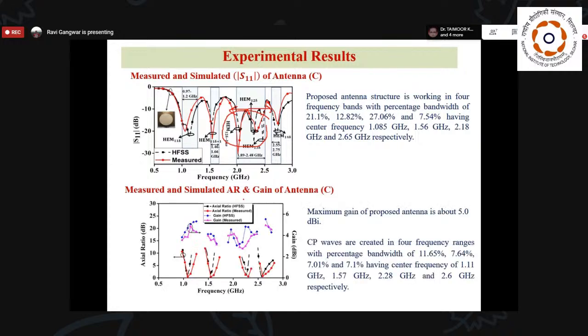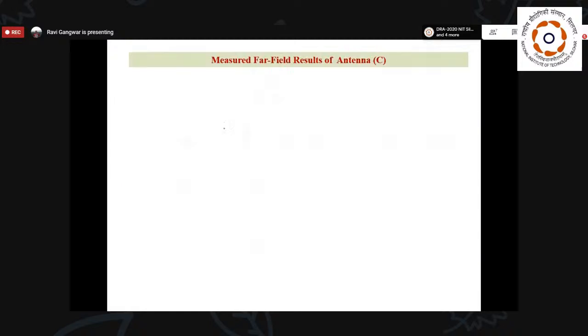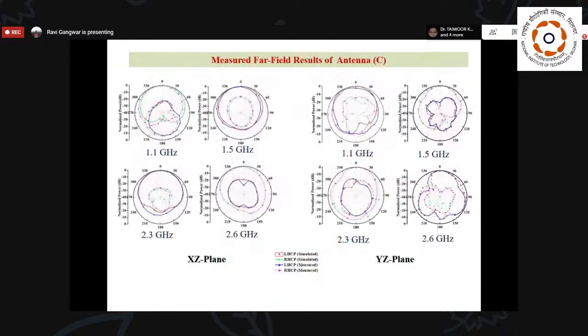Similarly, we have measured the axial ratio and gain. Then I found that we get 4 circularly polarized bands in this particular structure. So we can say that we are able to generate a quad-sense quad band structure, which is unique of its kind in the antenna literature. Then for the far field variations, you can see that we are able to generate the HEM11 delta mode or all the HEM modes. So you can see that the broadside pattern comes into the picture here.